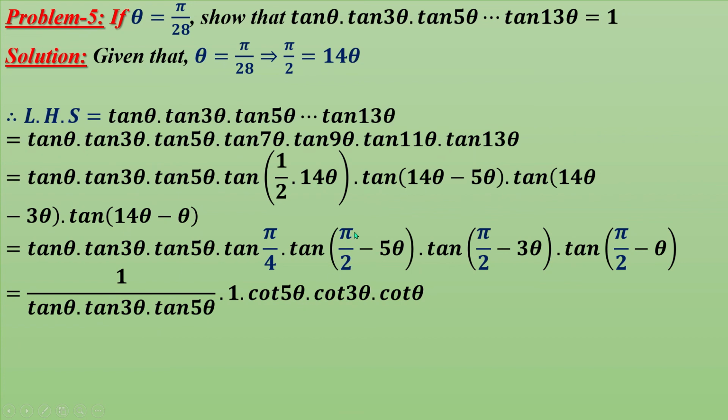And pi by 2 minus something means first quadrant. So in the first quadrant all are positive. And here also cot 3 theta, here also cot theta. So cot 5 theta, cot 5 theta, cut this, cut this. So this is equal to 1. Again I repeat, here cot theta, cot 3 theta, cot 5 theta. Clear? This is equal to 1. This is the right hand side, shown.